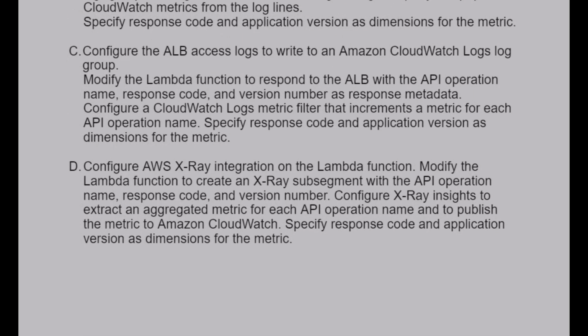Option D. Configure AWS X-Ray integration on the Lambda function. Modify the Lambda function to create an X-Ray subsegment with the API operation name, response code, and version number. Configure X-Ray Insights to extract an aggregated metric for each API operation name and to publish the metric to Amazon CloudWatch. Specify response code and application version as dimensions for the metric.